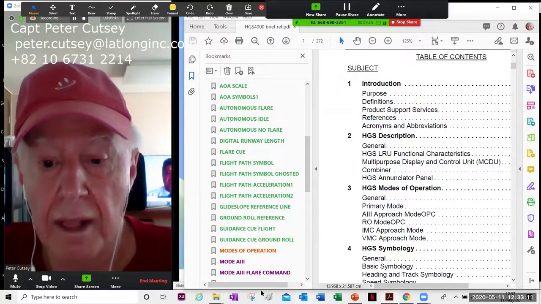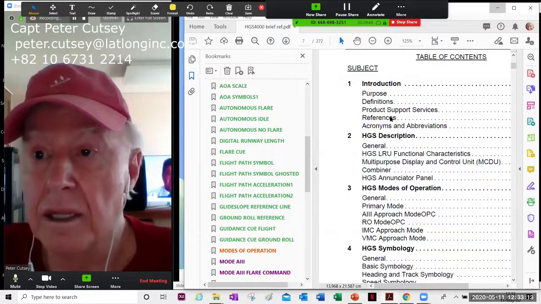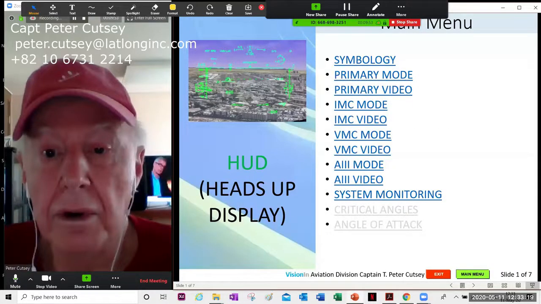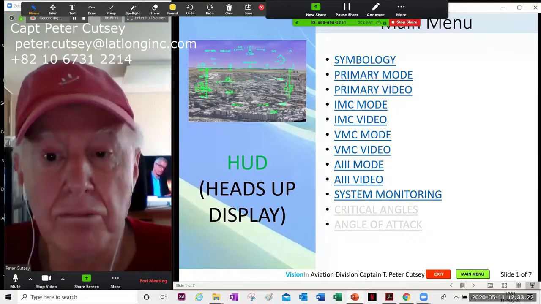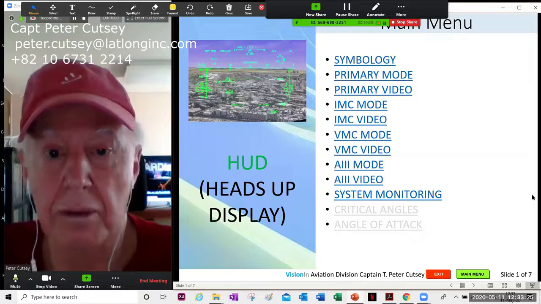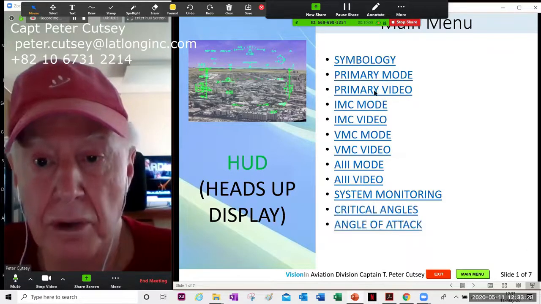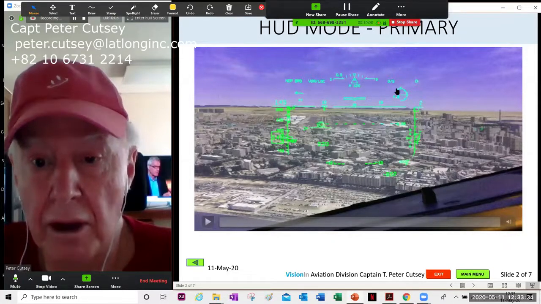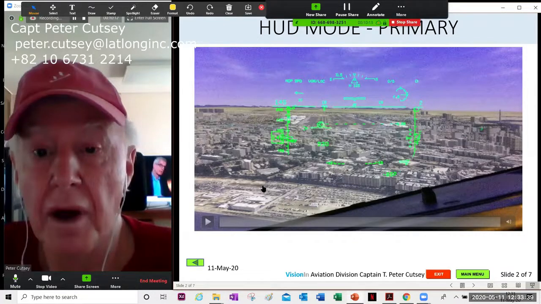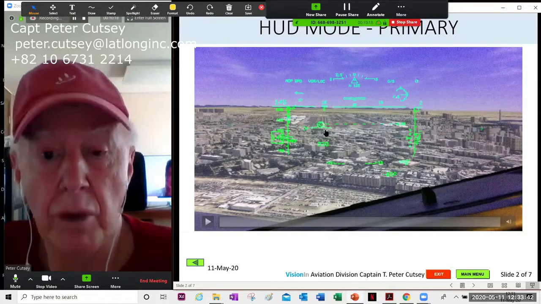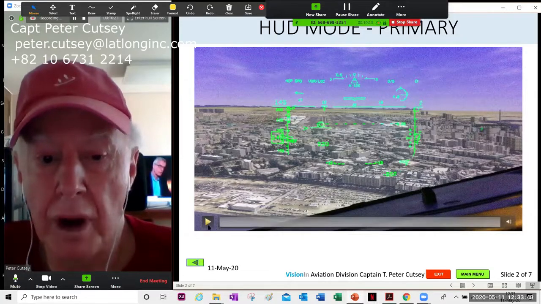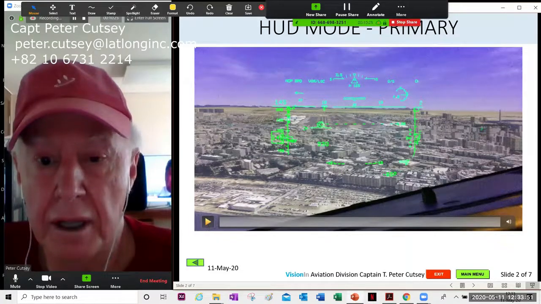Okay, so let's come out of that, and let's go and have a look at video. We're going to look at the primary mode video, and we'll talk about it as we're viewing the video. Here, on the combiner is a projection of primary mode for runway 12 left at Dubai. Okay, I'm going to run the video, and we'll talk as I'm running it.